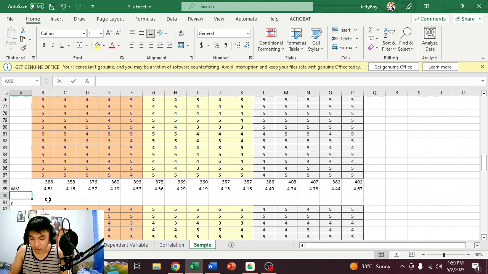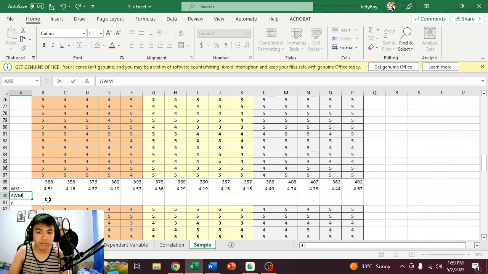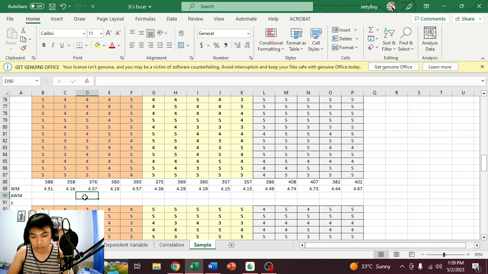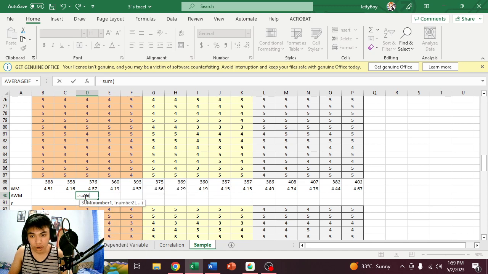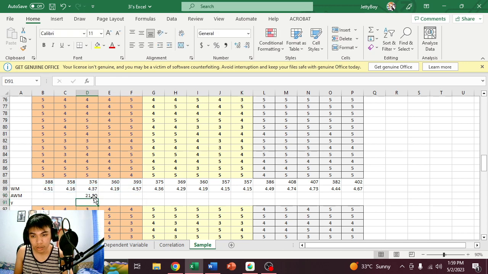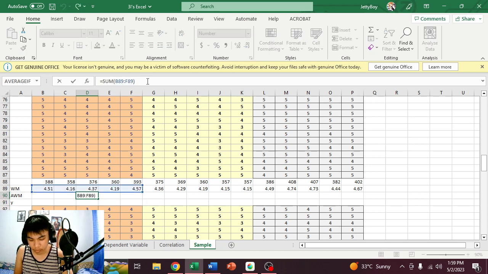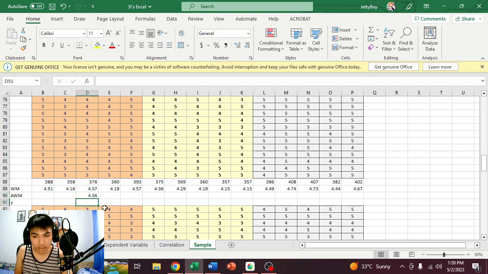Next, we get the average weighted mean. To get the average weighted mean, we want to get the sum of the weighted mean. Of course, in practical research too, this is what we were taught. And then divide it by the frequency, which is 5. Okay, so this is our average weighted mean for this sub-variable.